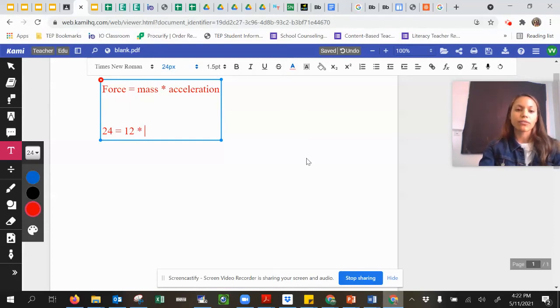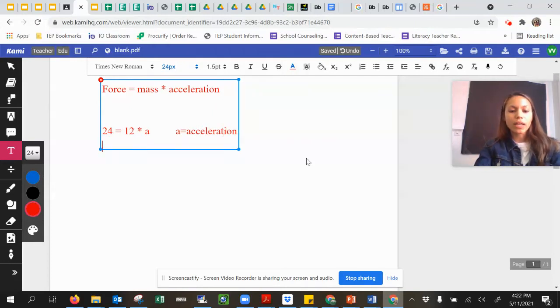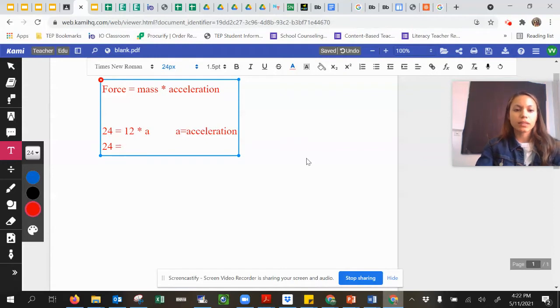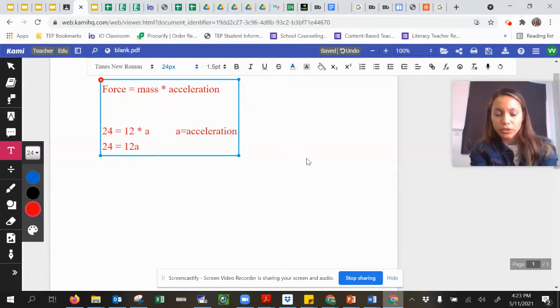I'm going to use A for acceleration. Just so you know, A equals acceleration. That is the variable I'm choosing to use. You could write it that way, you can also write it this way. I like it this way, but you can also do it this way if that feels better for you. It's up to you. It all means the same thing. And that is the force equals mass times acceleration formula, but we do not know the acceleration.